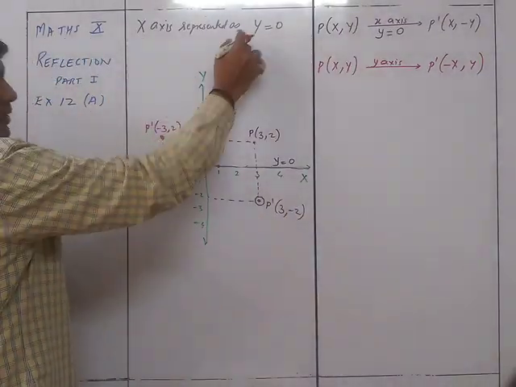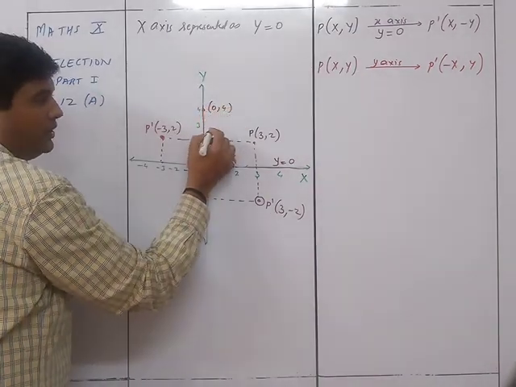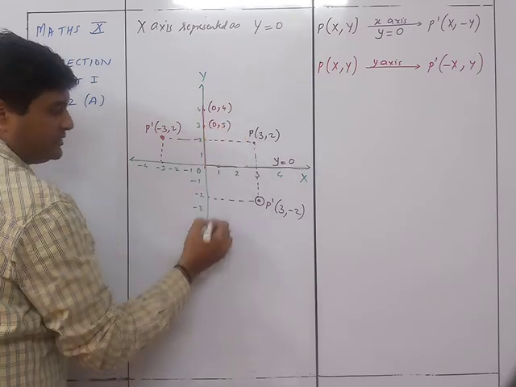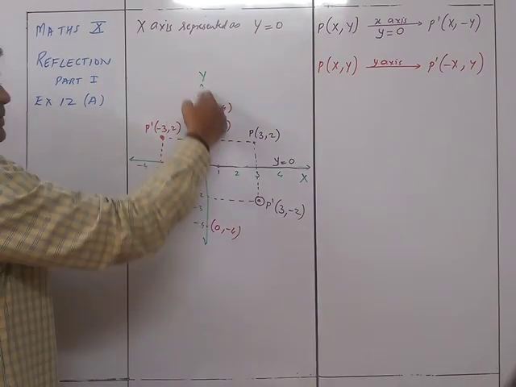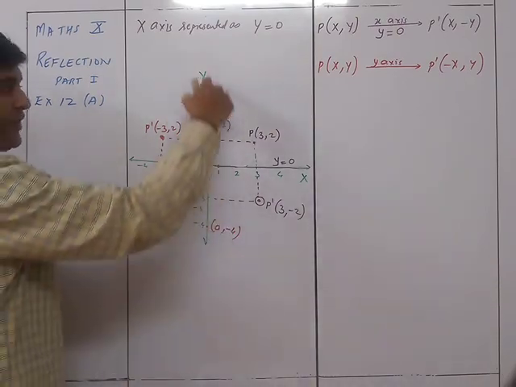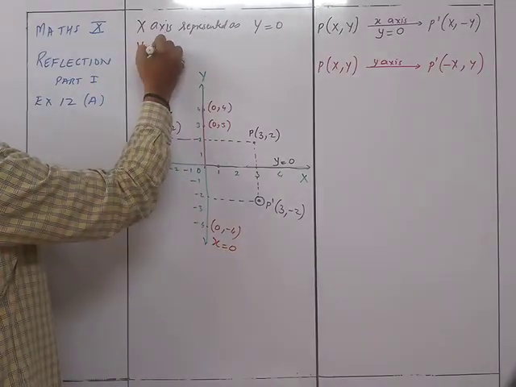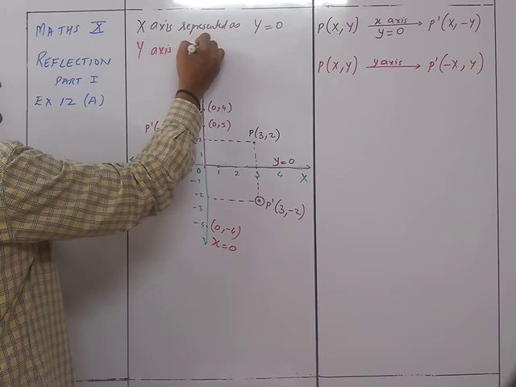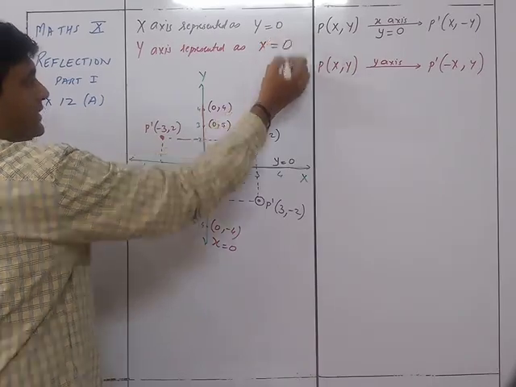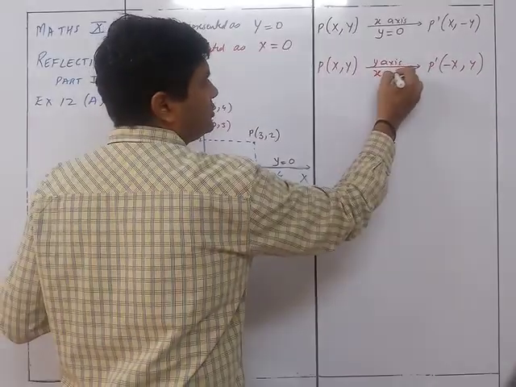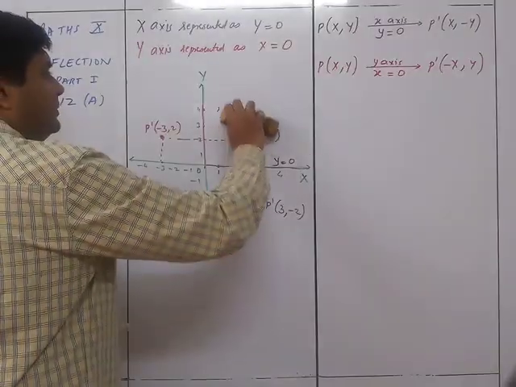Again, the same way, what will happen? On the y-axis, this particular point is (0, 4), this particular point is (0, 3). What is this particular point? (0, -4). So everywhere, what is the value of x? 0. So what will be the representing equation of the y-axis? It is x = 0. So we say the y-axis is represented as x = 0. Clear? So we have these particular points over here.